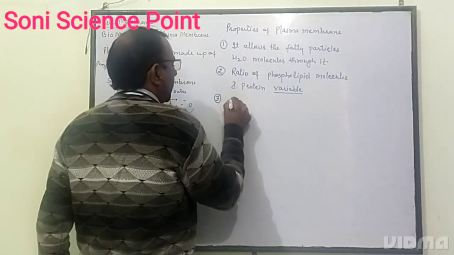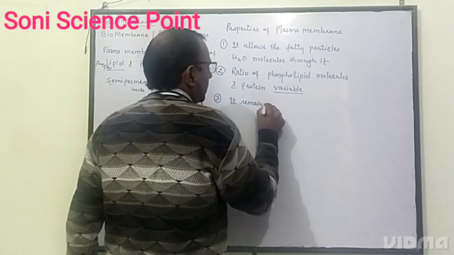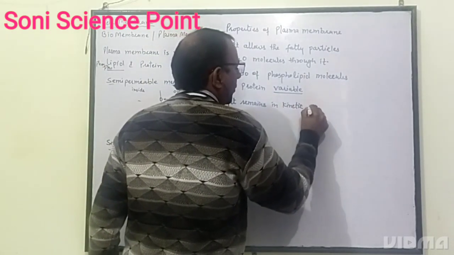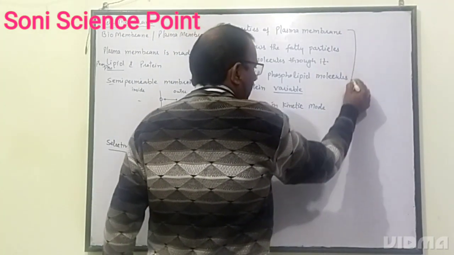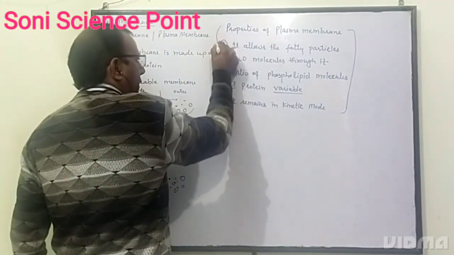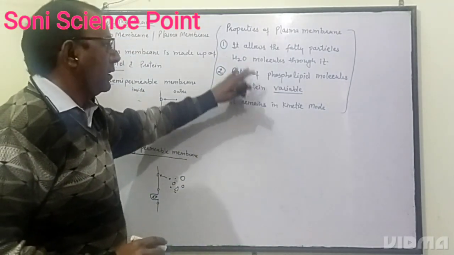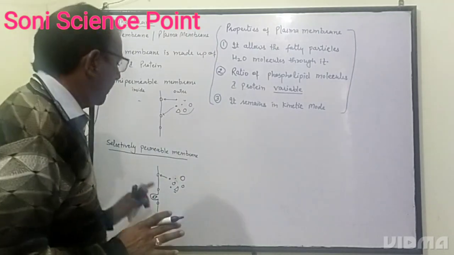then the plasma membrane remains in kinetic mode. Third, it remains in kinetic mode. These are the properties. If any membrane shows these properties, it will also follow the rule or properties of the plasma membrane.